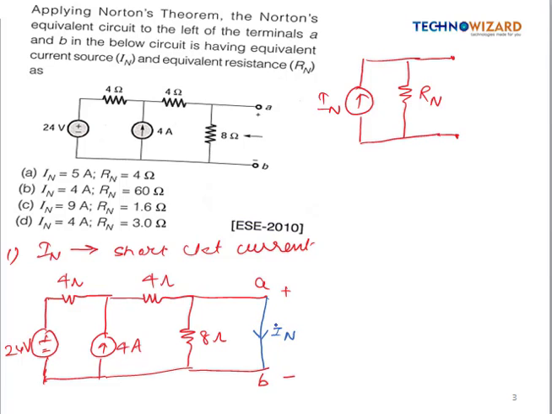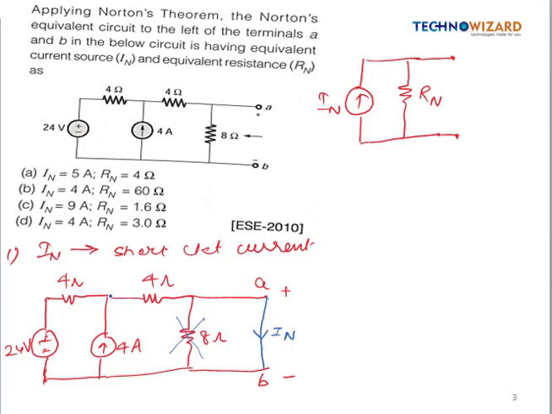Now we can find this Norton current. See here, this 8 ohm is connected in parallel with this short, so this 8 ohm resistance will be of no use and will act as a dummy, because this path is offering a low resistive path, so the entire current will flow through this and no current will flow here, as a result of which it will act as a dummy, right?